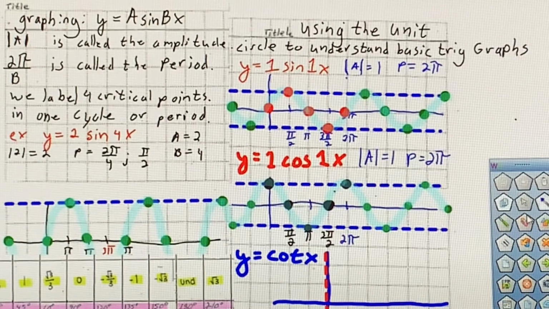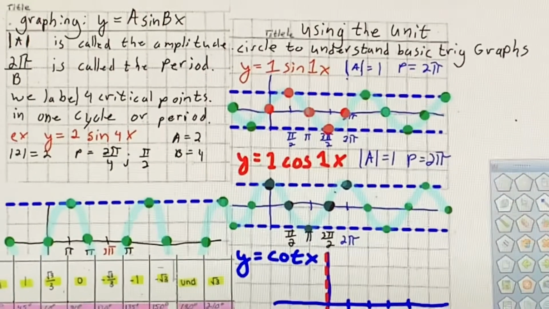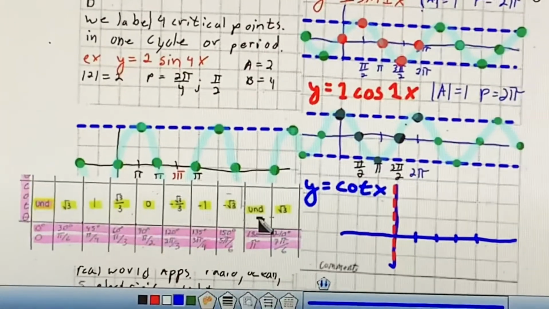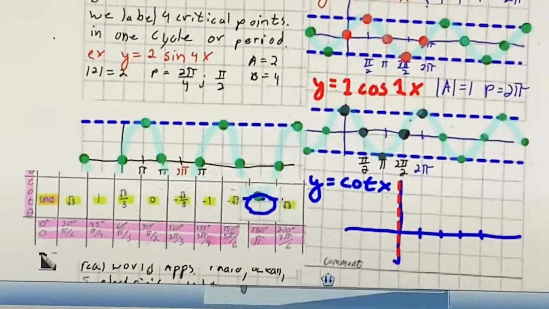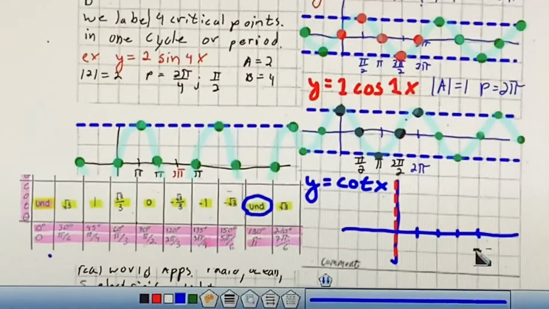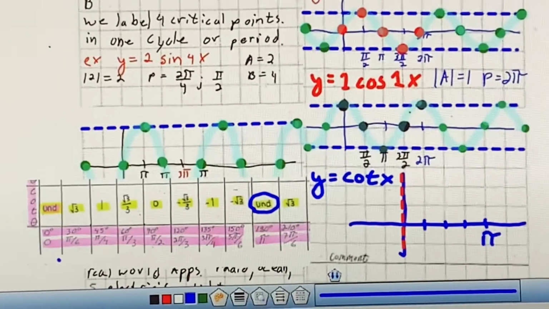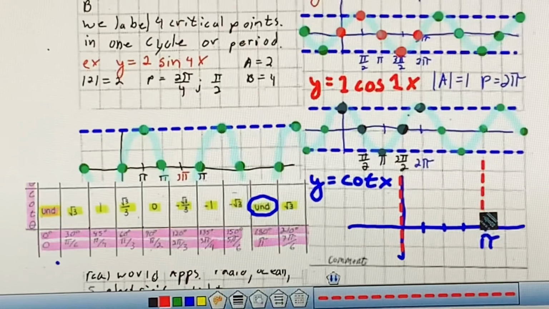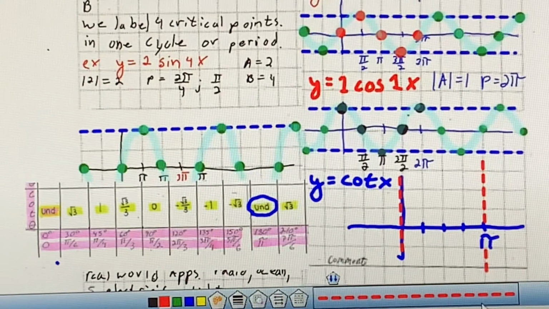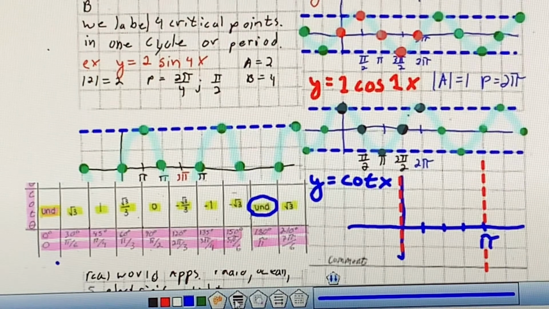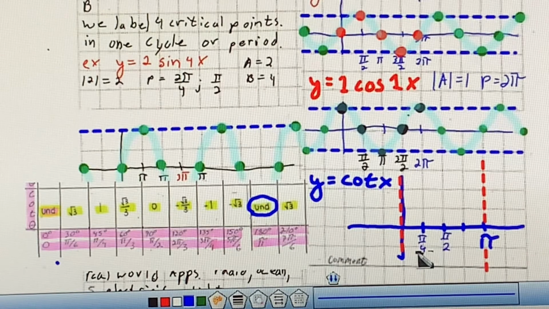I'm going to go right 1, 2, 3, 4, 1, 2, 3, 4, and find out where the next vertical asymptote is. So I go over and I notice the next vertical asymptote is at pi. So this spot here is going to be pi. That's going to be my next vertical asymptote. Then I'm going to figure out what half of pi is. Half of pi is pi over 2. Half of pi over 2 is pi over 4. 1 pi over 4, 2 pi over 4, 3 pi over 4.